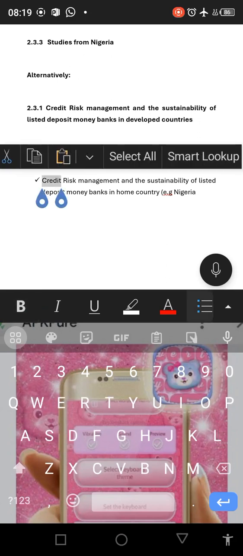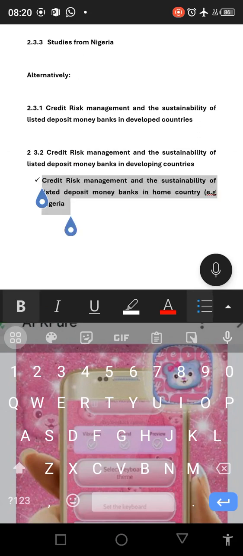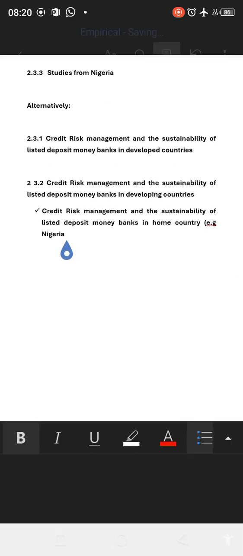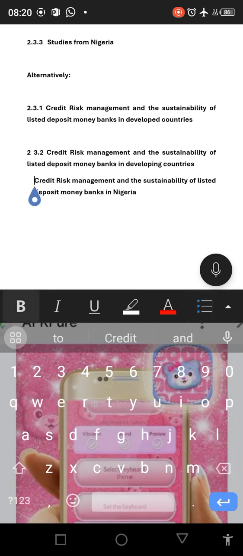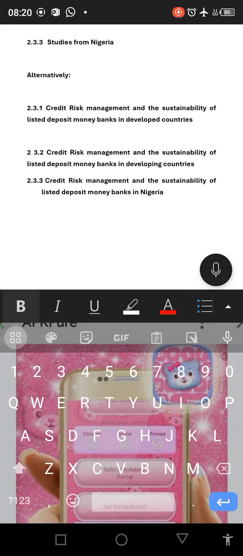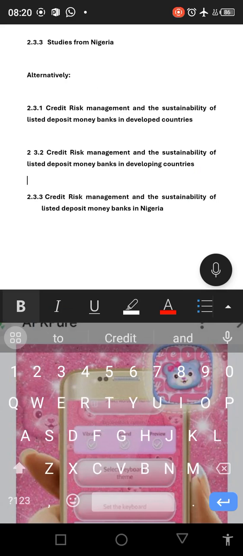And the last one too, instead of home country, it will now be from Nigeria. Okay, let me remove this. Studies in developing economy. Okay, in Nigeria. And also it's going to carry the labeling tag of 2.3.3. So under these headings, you can now start writing your studies, the studies from this nation that you want to review.